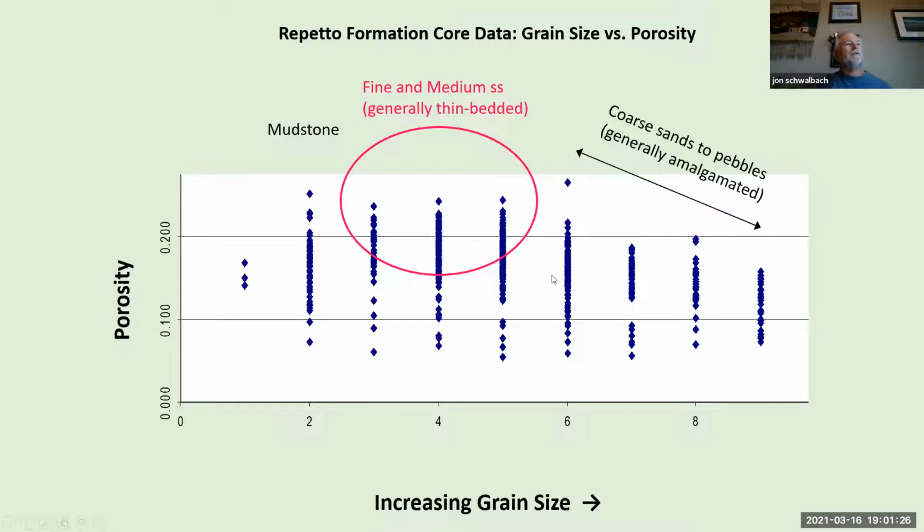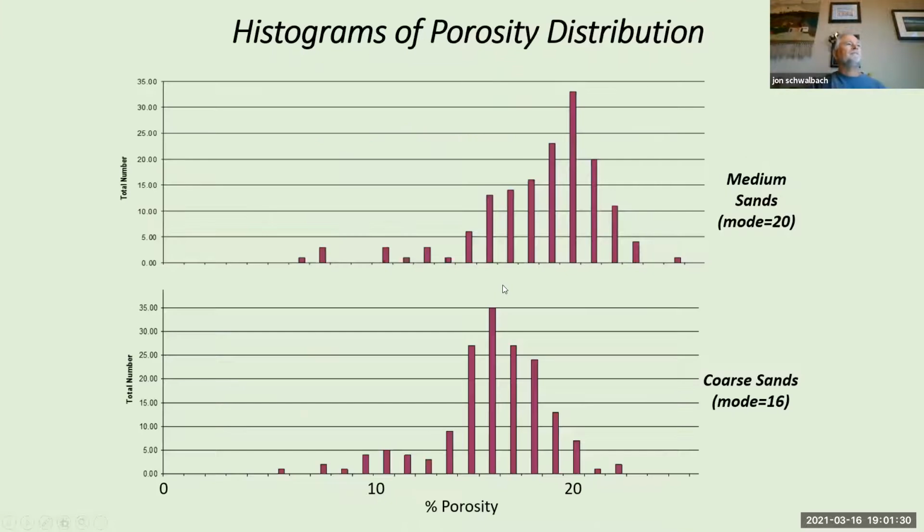So we're going to turn these two distributions on their side just to show this in a little more detail. So here, the medium sands have a modal value of 20% porosity, and the coarse sands are actually much lower, around 16. So by understanding the different distributions of some of these rock properties, we'll then be able to utilize that in our geologic models.